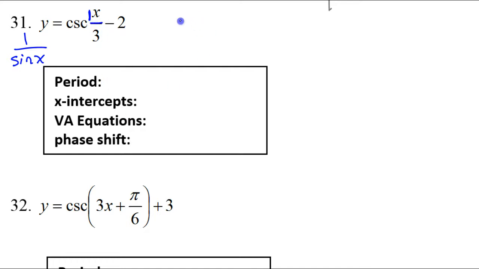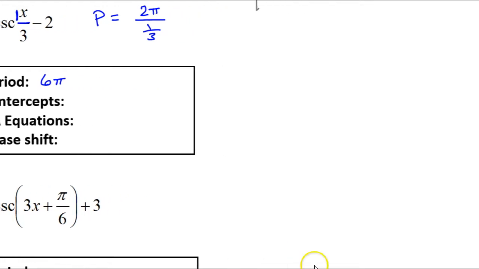So I need to find the period before I do very much else. The period is always the regular period, which in this case is 2 pi, divided by the b value, which is 1/3. All right? So 2 pi divided by 1/3. Multiplying by the reciprocal, that's going to give me 6 pi. Does that make sense so far? Okay. So the period is 6 pi. That's going to help me set up my graph.